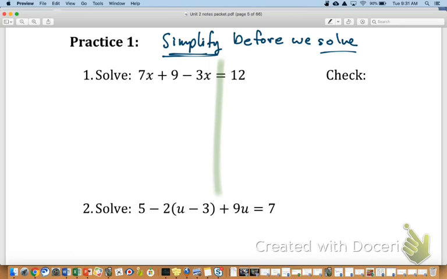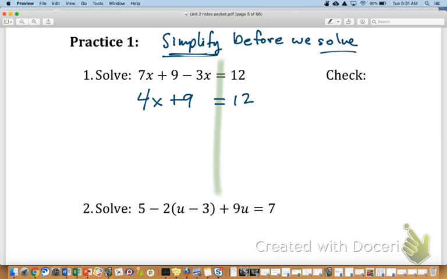So 7x and negative 3x, right? So when we add 7x plus negative 3x, what do we get? 4x, that's right. So it'd be 4x plus 9 equals 12. So I'm going to just try to keep that equal sign right on the fence there.